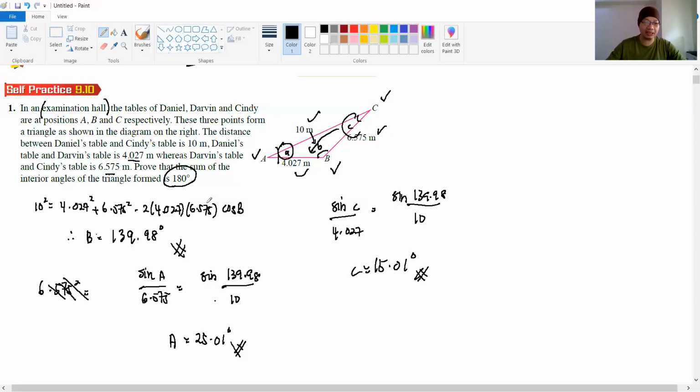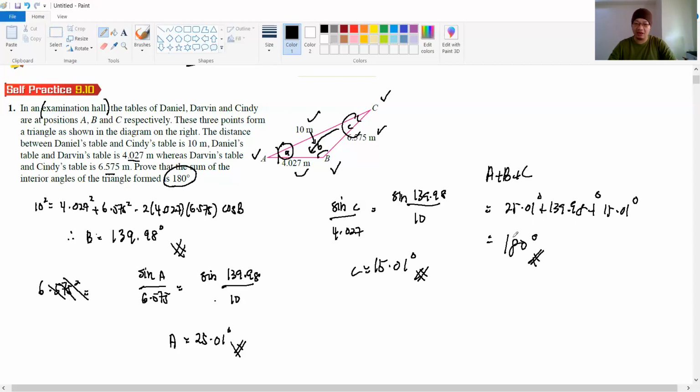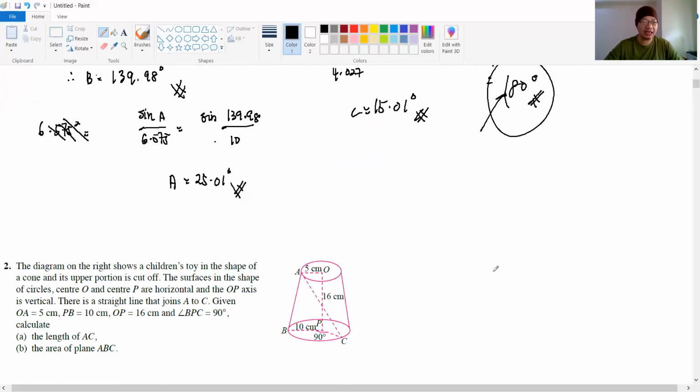Now, prove that the sum of all these interior angles equals 180. So what we need to do is A plus B plus C: 25.01 plus 139.98 plus 15.01. You are supposed to get 180 degrees. Please double check you got this answer or not. Settle first question. See, very easy, right? Normally this is around maybe 4 to 5 marks. All right, that is number one.